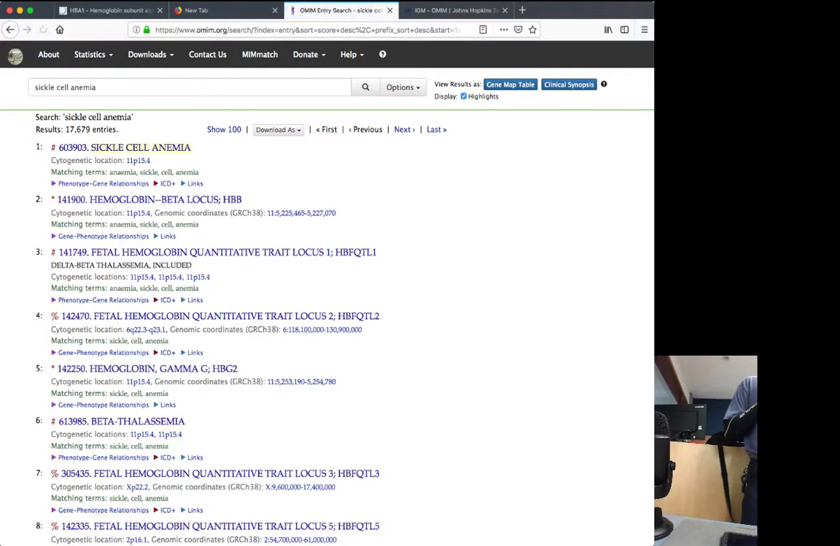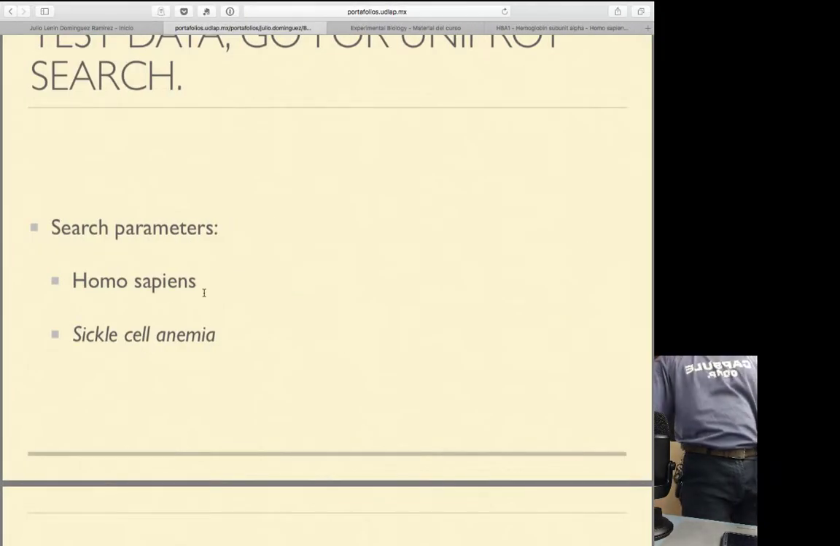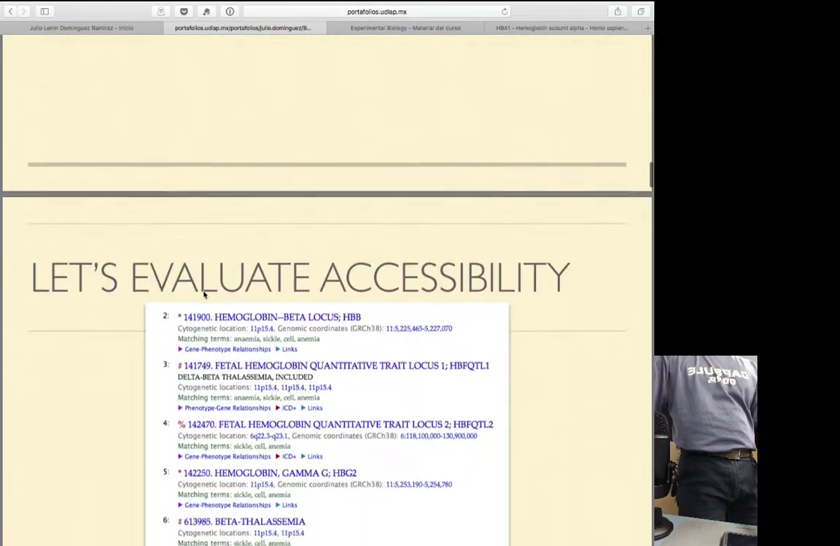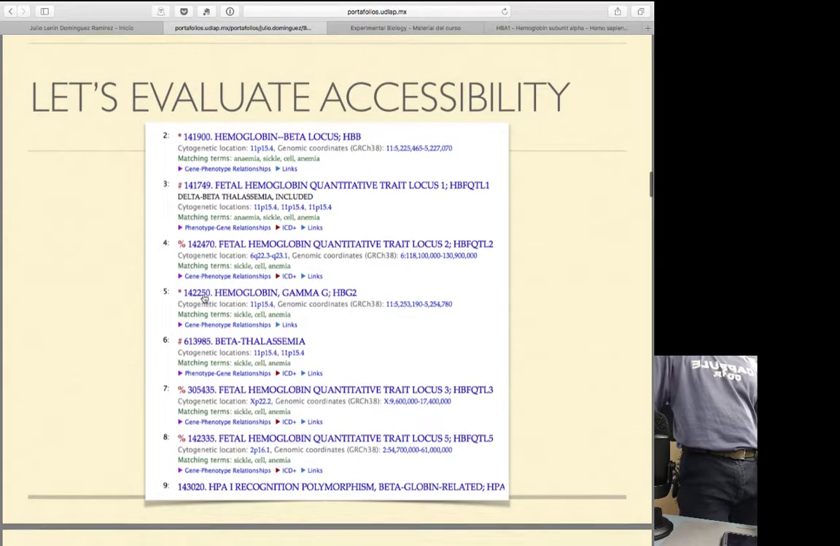And as you click to look for the search, this is what you get. Now remember the codes? What does the hashtag stand for? Not always. Phenotype.